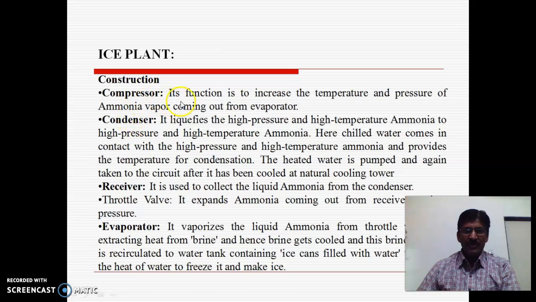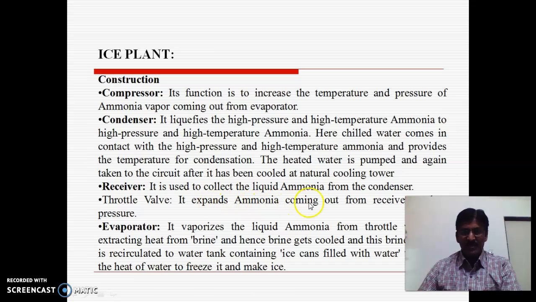So if you see the compressor, its function is to increase the temperature and pressure of your refrigerant coming out from the evaporator. Then the condenser rejects heat into the atmosphere through water. The water is circulated into the condenser through a pump. Then the receiver is used to collect the liquid ammonia from the condenser.